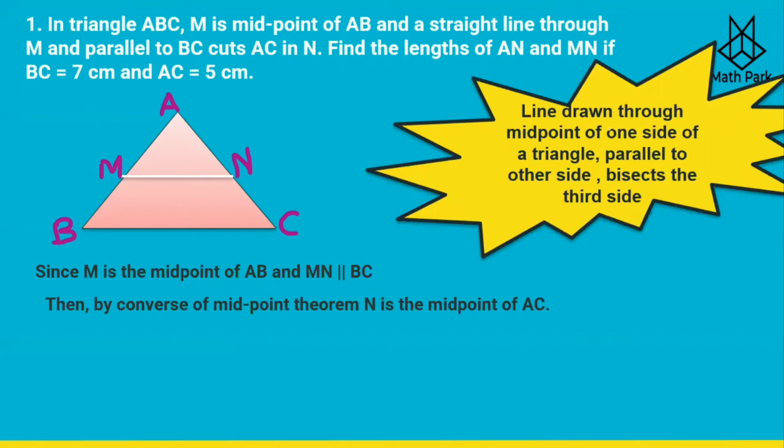That is, a line drawn through the midpoint of one side, this is the midpoint given, parallel to the second side, bisects the third side. So this is how you get N is the midpoint of AC.